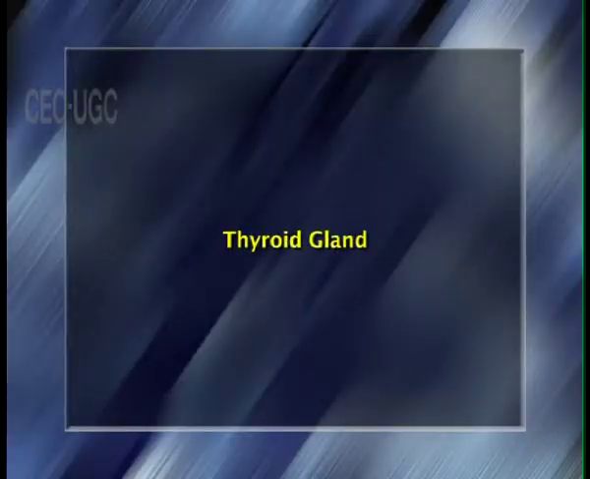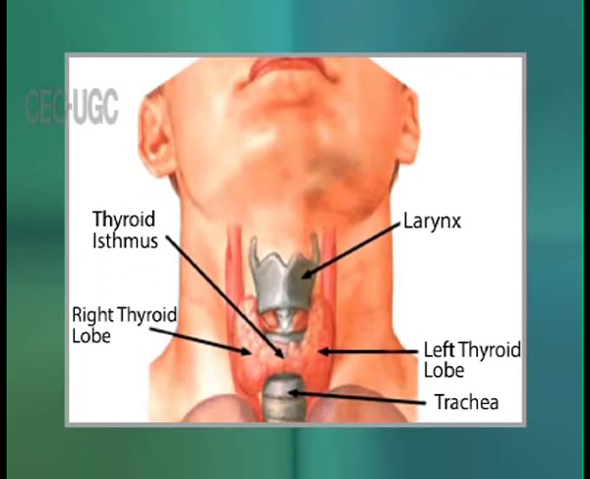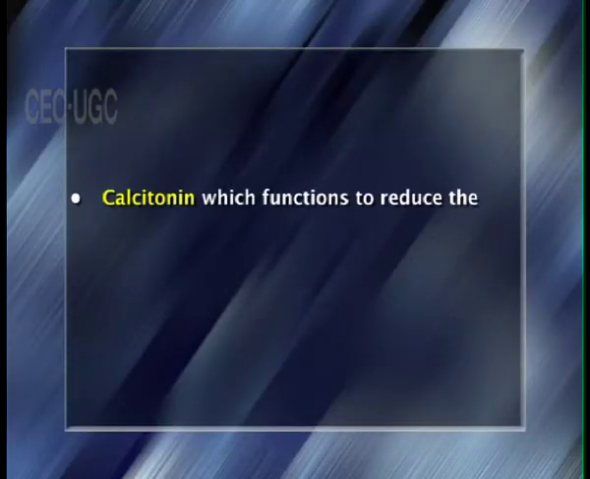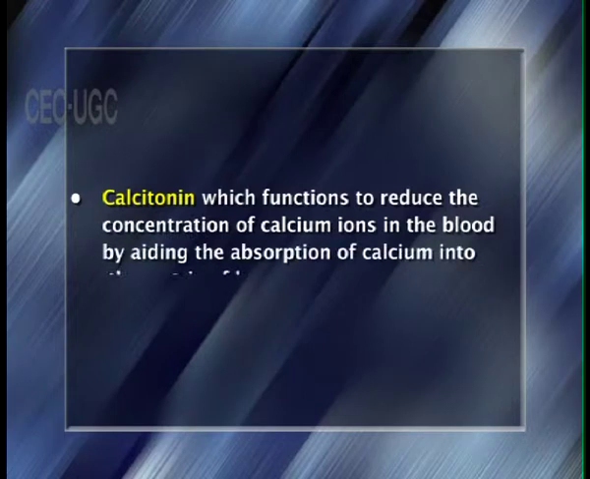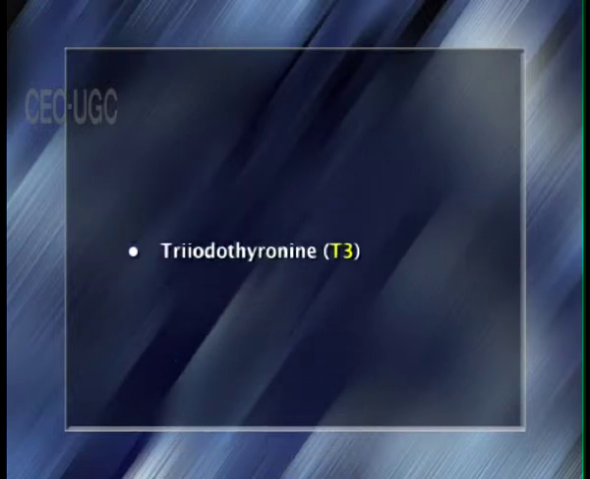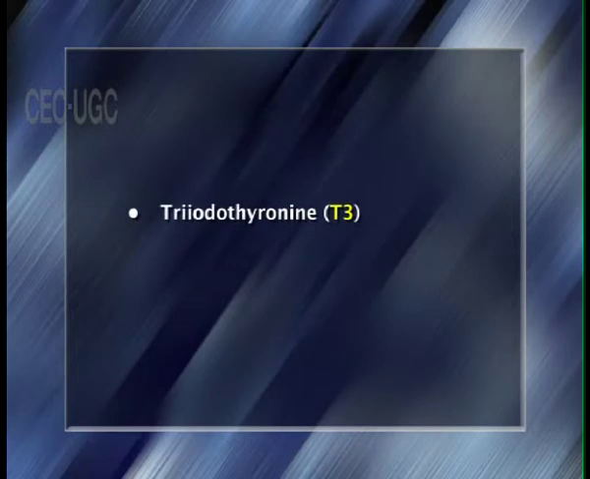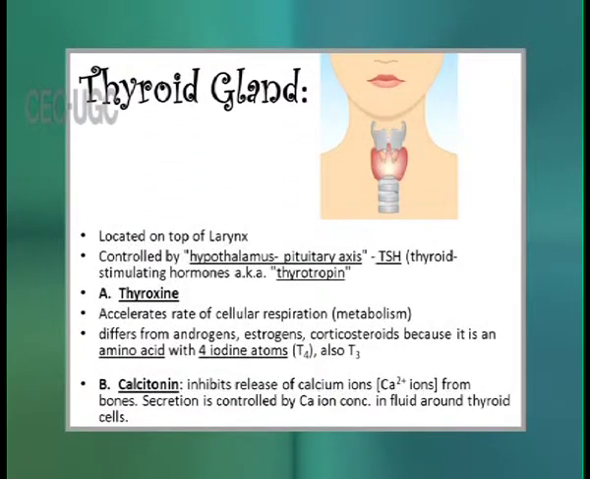Third is the thyroid gland. The thyroid gland is a butterfly-shaped gland located at the base of neck and wrapped around the lateral sides of the trachea. The thyroid gland produces three major hormones. First, calcitonin, which functions to reduce the concentration of calcium ions in the blood by aiding the absorption of calcium into the matrix of bones. Then, triiodothyronine, that is T3, and thyroxine, T4. The hormones T3 and T4 work together to regulate the body's metabolic rate.